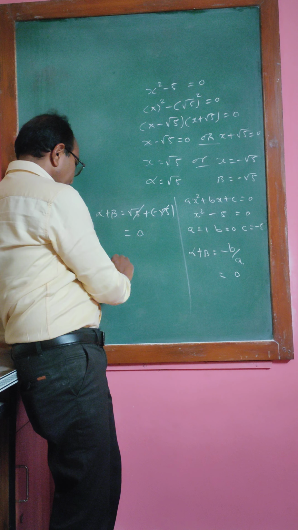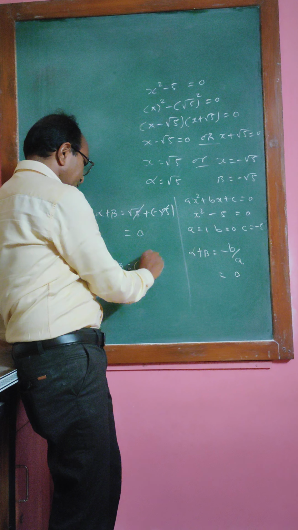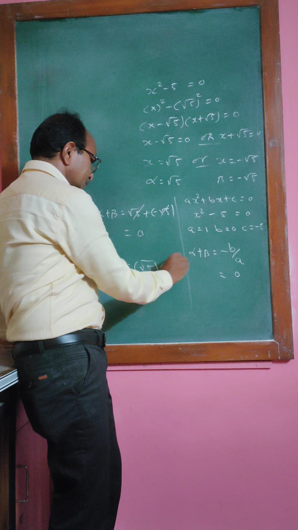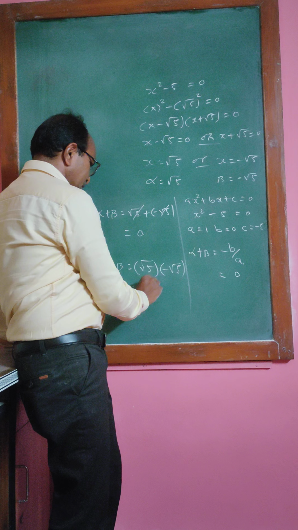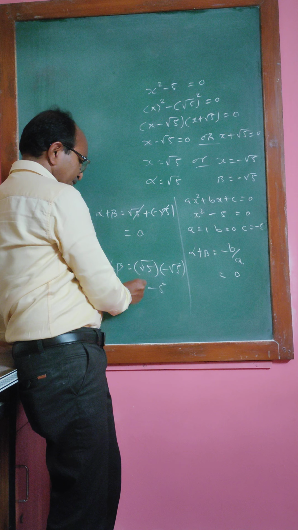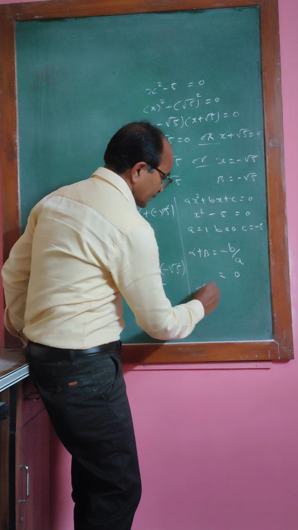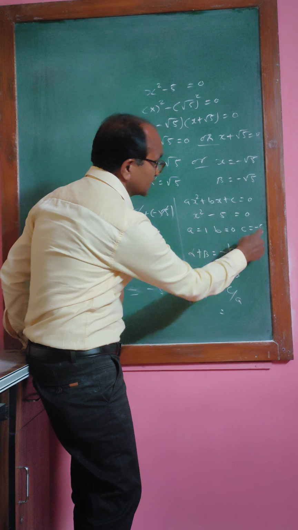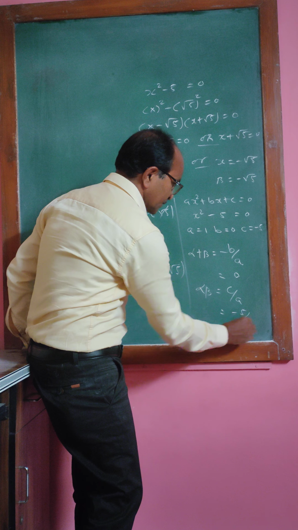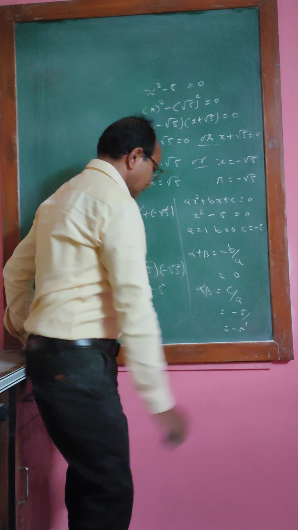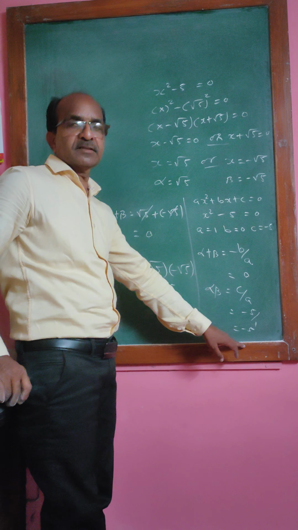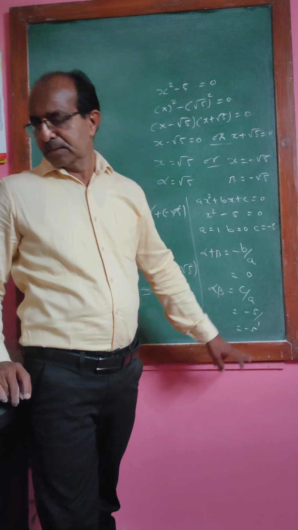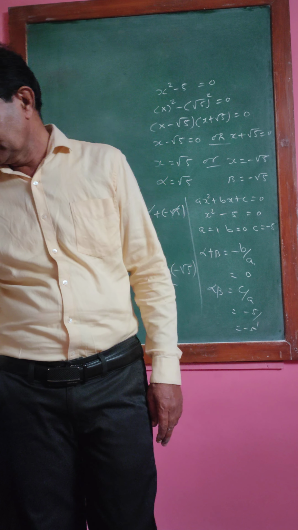Now alpha beta is equal to root 5 into minus root 5. The answer is minus 5. According to the formula, alpha beta is equal to c upon a. c is minus 5, a is 1, and it is equal to minus 5. Both are equal, hence the relation is verified with the given coefficients.